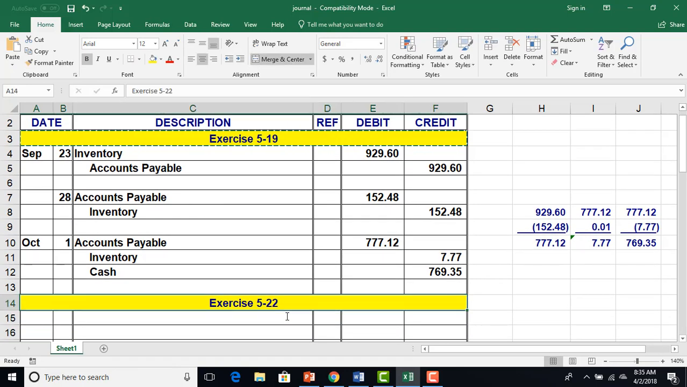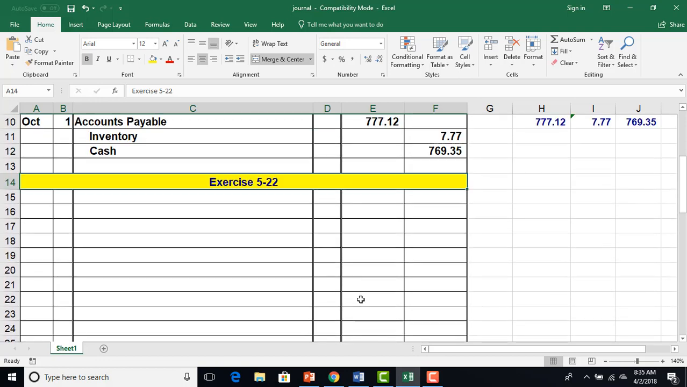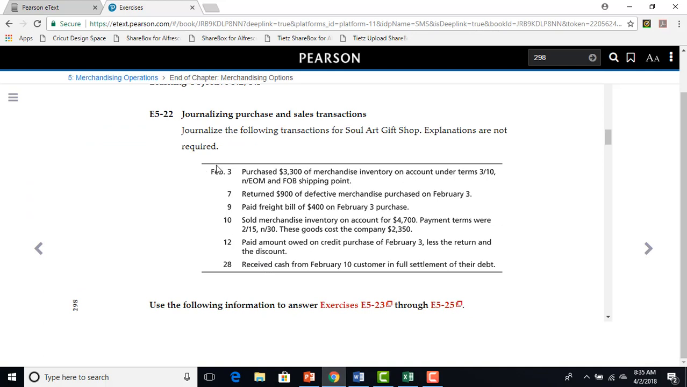Exercise 522, one more time, tells me to journalize these following transactions for Soul Art Gift Shop. It starts with February 3rd and works down through the 28th. What you'll notice here for exercise 22 is that it's going to couple these transactions. We're not just going to be purchasing or just going to be selling. We're actually going to be doing both. So it adds a little bit of a trick here.